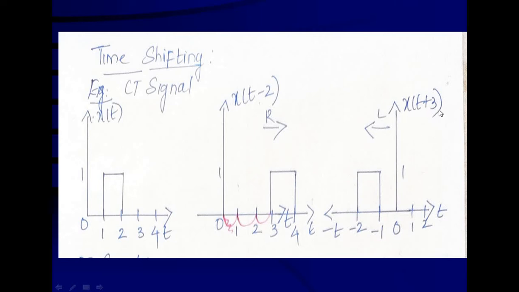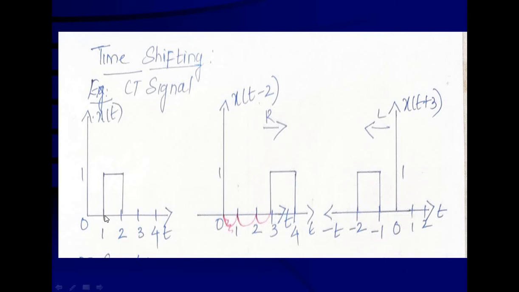To create x of t plus 3 signal, we will have to shift this particular given signal x of t 3 time units to the left side. So this will create an advanced signal. So as you can see, the signal starts at 1 and it ends at 2. What if the signal arrives 3 time units earlier than it is represented here?